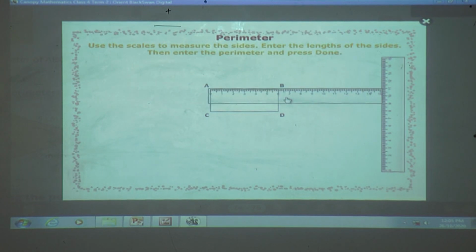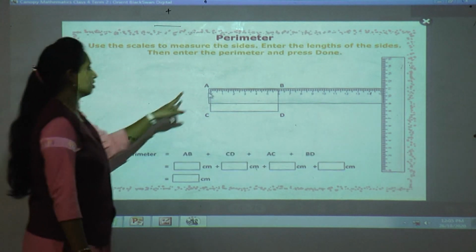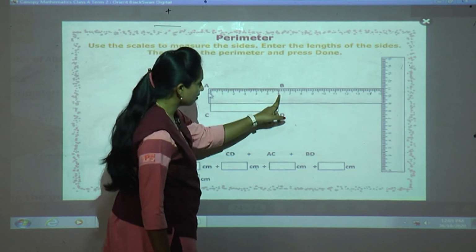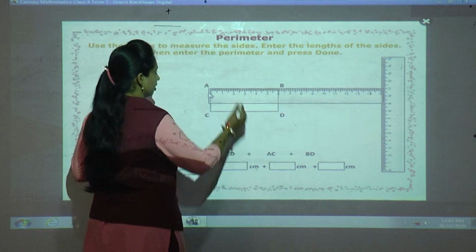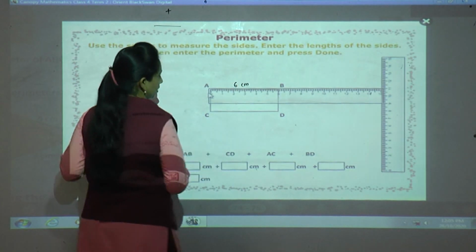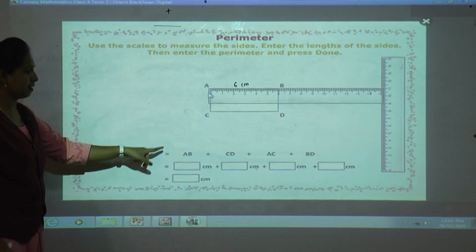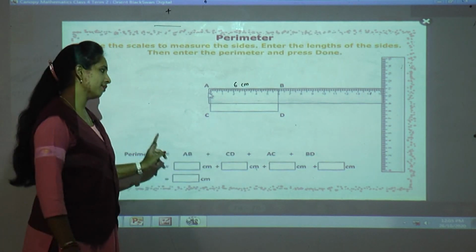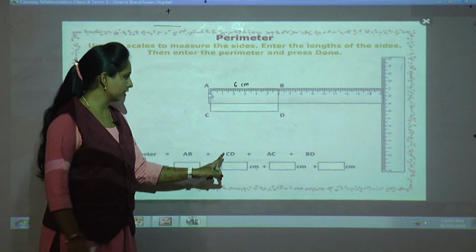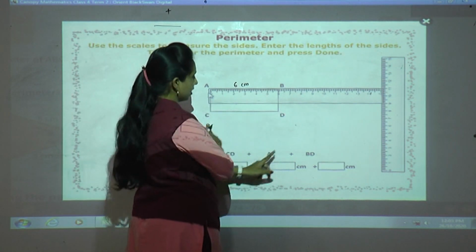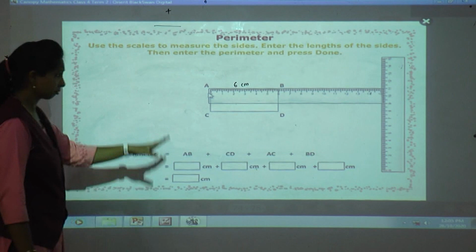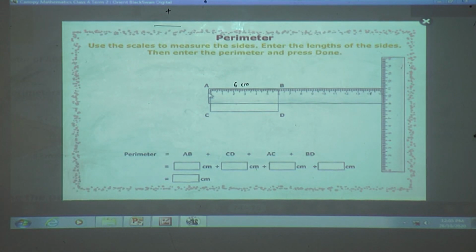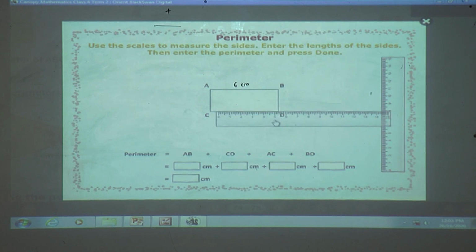From 0, okay. From 0 to where you see? Now this is AB. From 0 to till where it came? 6 centimeter. So here I'll mention 6 centimeter. Okay, so see that the perimeter is equal to the sum of all sides, that is AB, CD, AC and BD. Now what I have done by using the ruler, I have found out the centimeter of AB. Now again I will calculate the centimeter of CD.